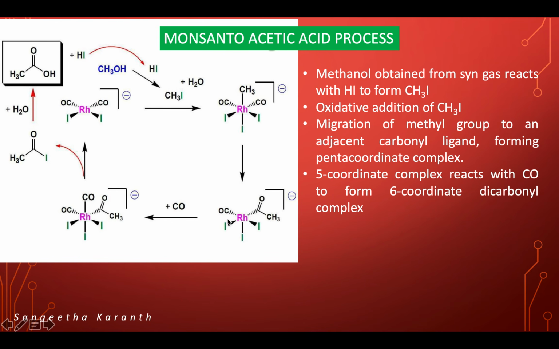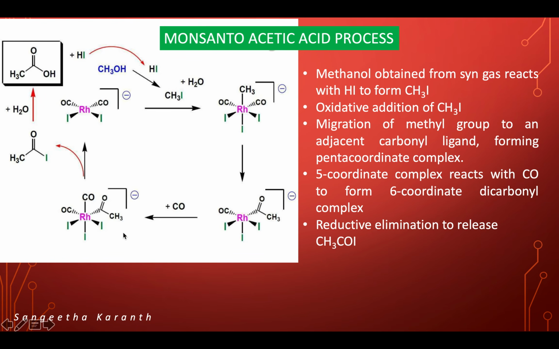Now this 5 coordinated complex will react with carbon monoxide, with CO, to again get a 6 coordinated complex. Here there was a 6 coordinated complex. By the migration of CH3 we got a 5 coordinated complex. Again on addition of carbon monoxide we get a 6 coordinated complex. So next step is very crucial. Here there is COCH3 and iodine. These both will combine together and be eliminated as CH3COI. So, reductive elimination to release CH3COI.